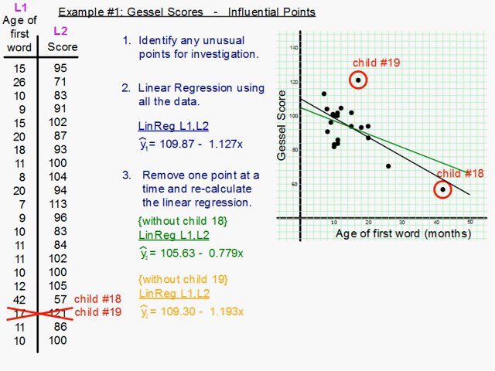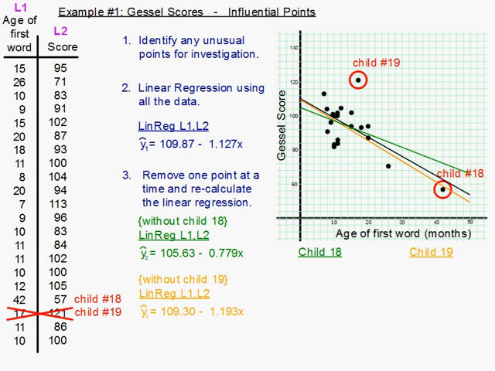Then we're going to put child 18 back in and take out child 19, recalculate the regression, and it looks something like this. What we want to determine is what difference removing that child made. If it made a big difference, we can label that child, or that point, as an influential point. It has a lot of influence on the regression. So already we might suspect that child 18, which is the green, seemed to have more of an influence. But we can calculate the difference.